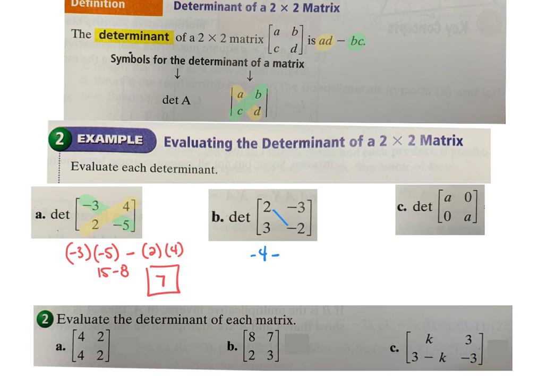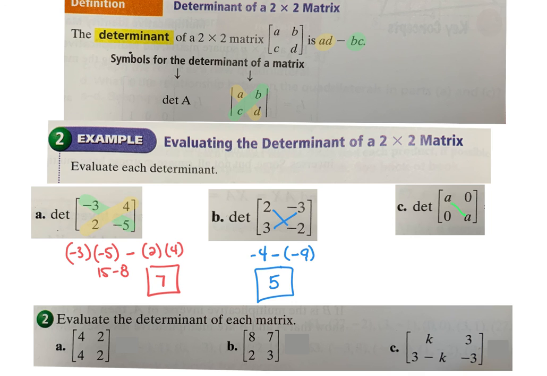2 times -2 minus 3 times -3, which is -9. Pay attention to your positives and negatives. That will mess you up. So you have -4 minus the -5. What's my determinant? 5.